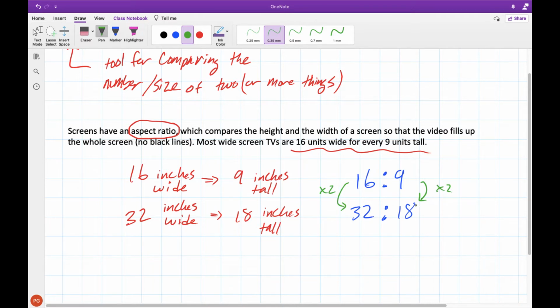This kind of looks like a fraction. And if these were fractions, we would call them equivalent fractions. In this case, these are equivalent ratios. And again, equivalent just means that they're the same. So saying something that is 16 inches wide is 9 inches tall, right? That's the same ratio as a screen that is 32 inches wide and 18 inches tall. So it would have the same aspect ratio. So 16 to 9 is the same as 32 to 18. These are equivalent ratios. Because we multiplied one side by 2, we multiply the other side by 2 as well. And this would be our ratio for width to height in this case.